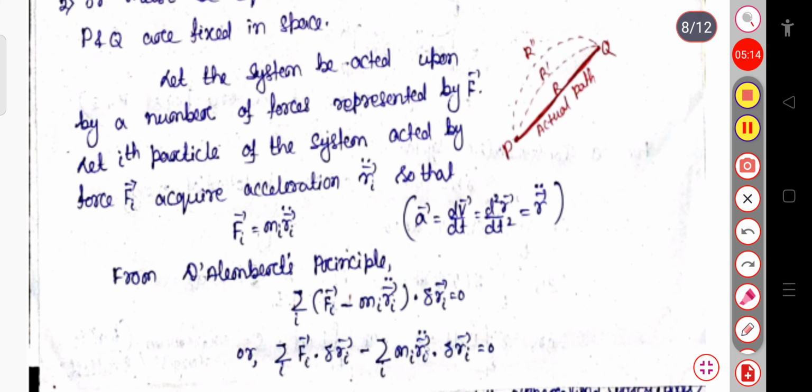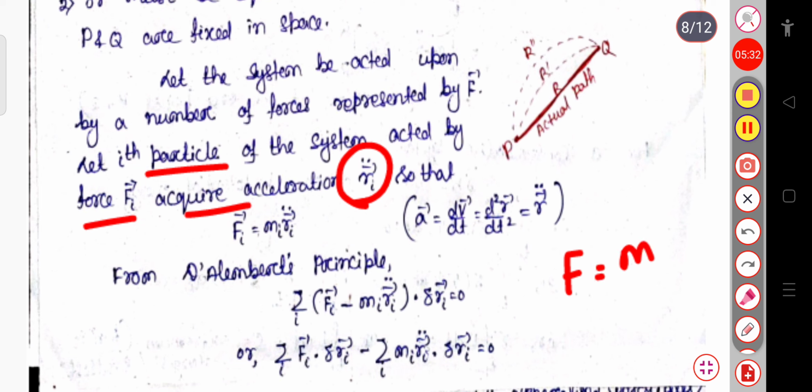Let the system be acted upon by a number of forces represented by F, and let the ith particle of the system be acted on by the force Fi and acquire the acceleration ri double dot. Since force equals mass into acceleration, I can write for the ith particle Fi equal to mi into acceleration, that is ai.